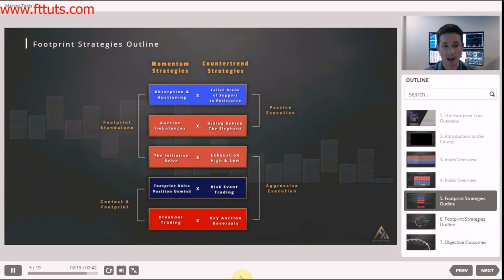In terms of counter trend strategies, the Footprint standalone will include failed break of support and resistance, hiding behind the elephant, as well as exhaustion highs and lows. And then in terms of counter trend strategies that require context and Footprint, there'll be risk event trading strategy as well as key auction reversal. Those are the 10 types of strategies you can expect to see throughout the Footprint course.